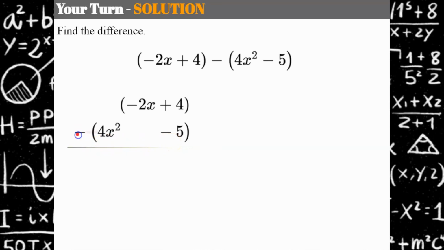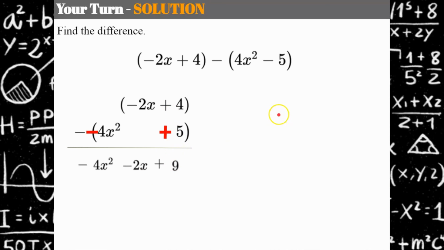So here we go. Opposite, opposite, and now I'm ready to add. 0 and negative 4x squared are negative 4x squared. Negative 2x and 0, negative 2x. 4 plus 5 is 9.